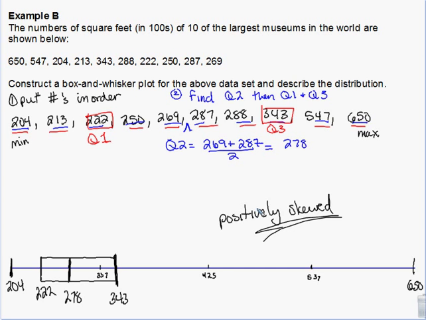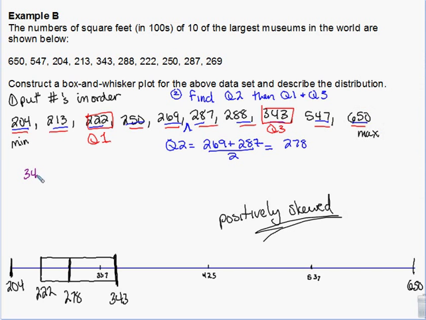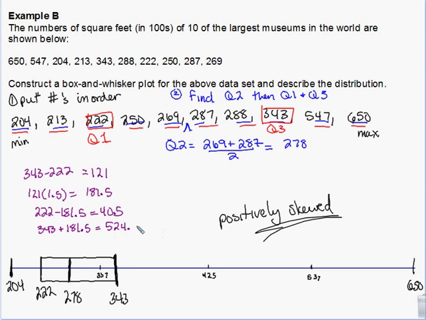Now, are there any outliers? Well, let's check. I take my range, which is 343 minus 222. I'm guessing that there is going to be an outlier over here. You know, that's just my guess. I take the 121, I multiply by 1.5. It's 181.5. If I do 222 minus 181.5, I get 40.5. Obviously, I'm not even going anywhere near that far down, so no outliers on the lower side. But then if I take the 343 and I add 181.5, I get 524.5.